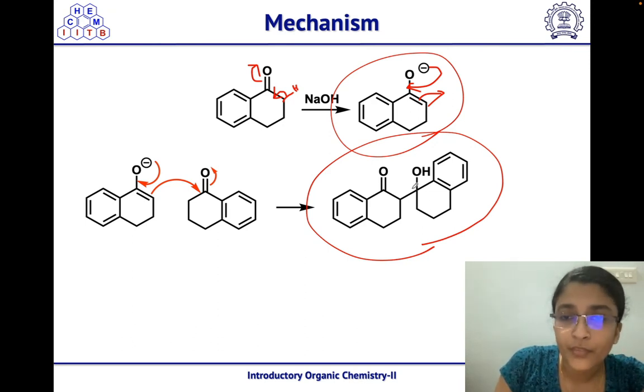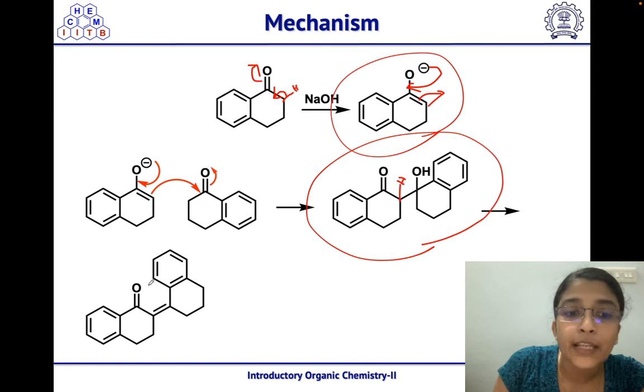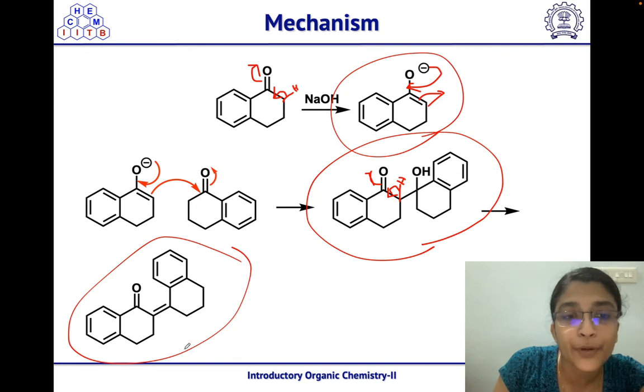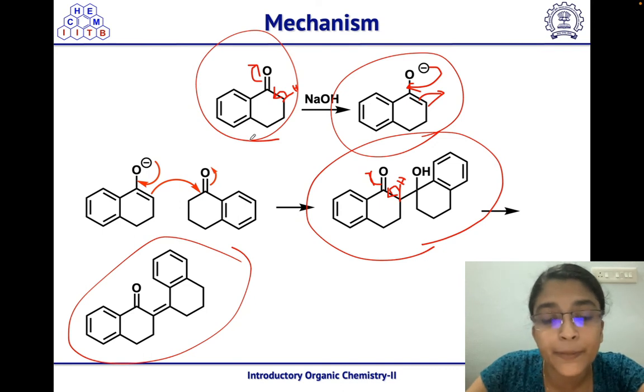Now again, as we have seen here, there will be a proton. Again, enolate will generate, and again elimination will take place, and we will get this condensation product. NaOH can abstract that proton. Enolate will generate, and once the enolate is falling back, there is a chance for the E1CB mechanism to take place, and we will get this product. This is the aldol condensation product from this ketone. Is the mechanism clear?